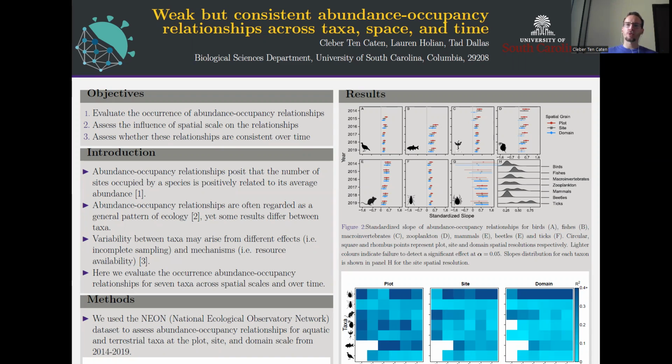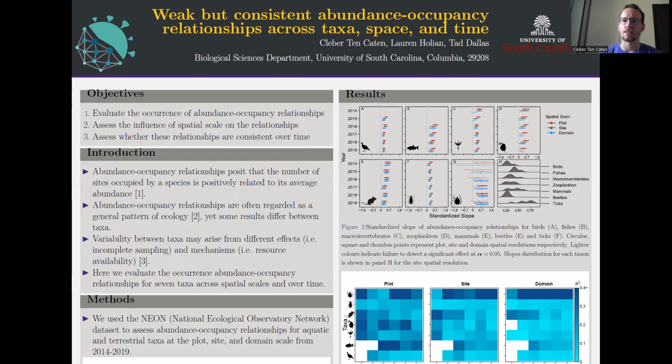In this project, we were interested in looking at the temporal and spatial consistency of abundance occupancy relationships. Abundance occupancy relationships predict that species abundance is positively correlated to species occupancy, such that species that are widespread would also be more locally abundant.